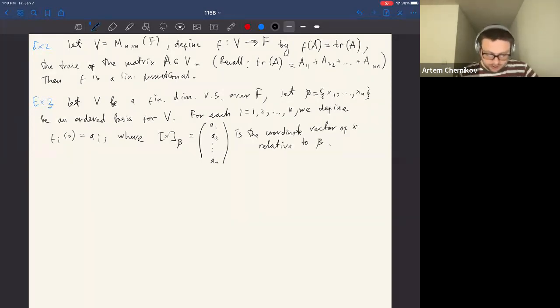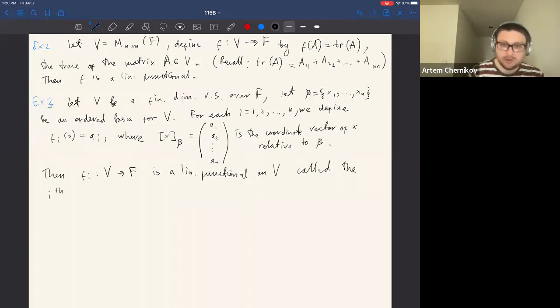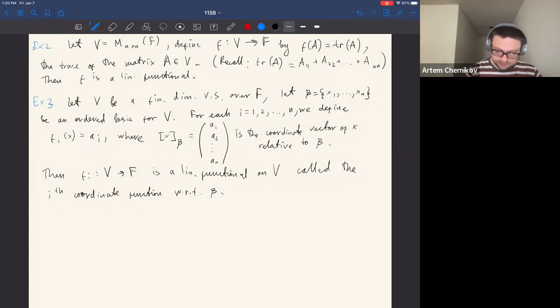This way we get a function, right? So then fi is a function from V to the field of scalars F. And moreover, we claim that this is a linear functional. So then fi is a linear functional on V called the ith coordinate function with respect to the ordered basis beta.